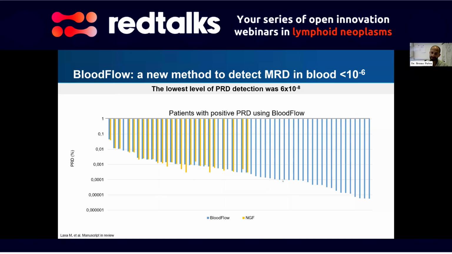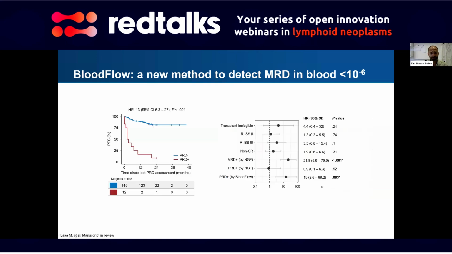And the reason is because almost always we are breaking the barrier of 10 to the minus 6. We are detecting PRD in the 10 to the minus 7, and even in some patients in the 10 to the minus 8 logarithmic range.